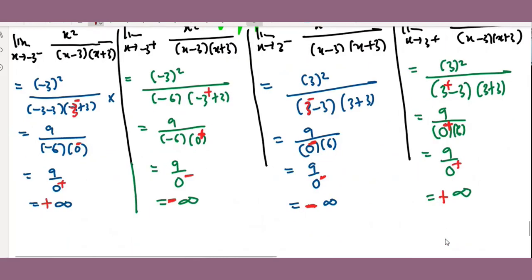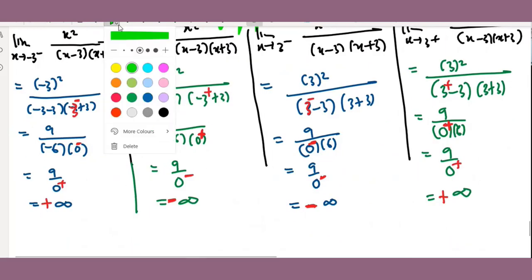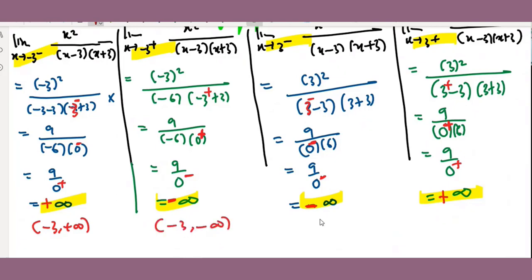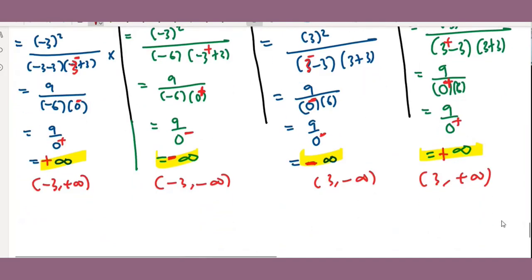And the conclusion: negative 3 from the left gives positive infinity, negative 3 from the right gives negative infinity, 3 from the left gives negative infinity, and 3 from the right gives positive infinity. Okay, that is the conclusion.